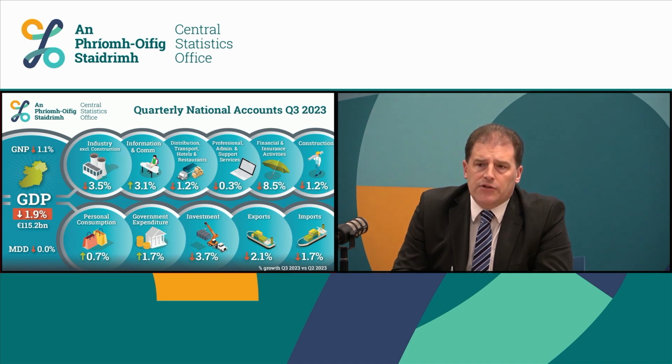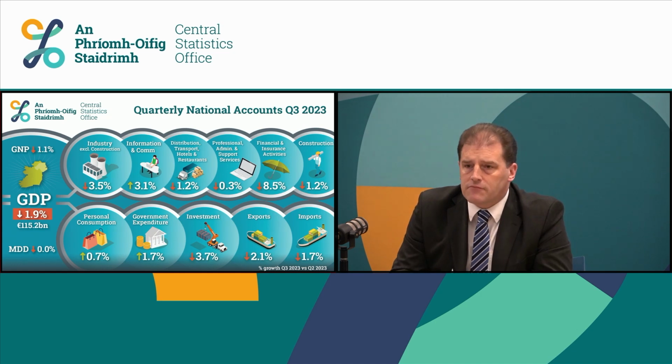On the expenditure side, so all the money that's spent in the economy, working along the bottom of the infographic, personal consumption on goods and services is up marginally. And remember the story behind that data. In money terms, it's up quite a bit, but with 5 to 7% price increases, you're getting that real increase in consumption or volume increase of only 0.7%.